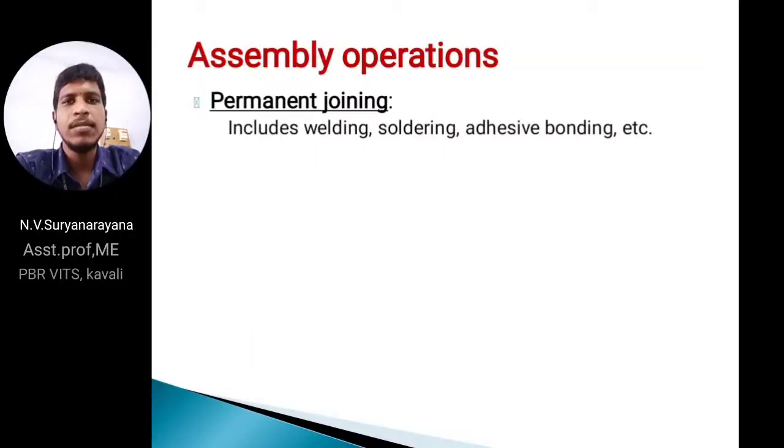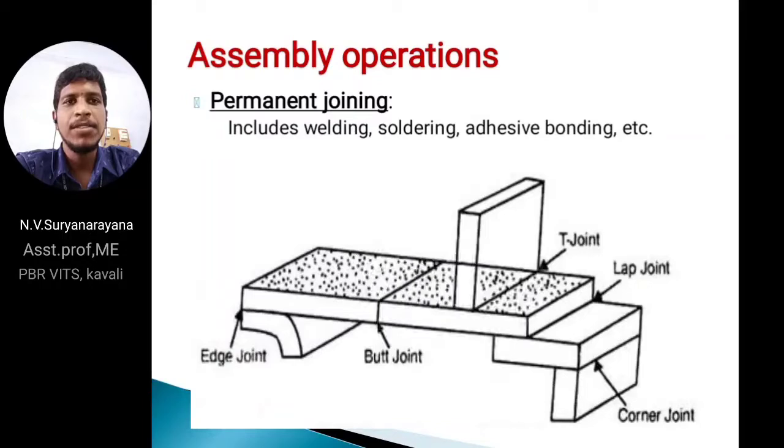Next, up to now we discussed processing operations, and the second one is assembly operations. Assembly means joining two or more parts by using permanent, temporary or mechanical fasteners. Permanent joining: in this figure I am showing that permanent joining can be done by using welding, arc welding process or another welding process. Different types of welding or joining methods are there.